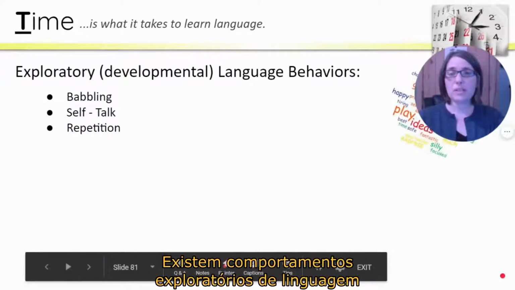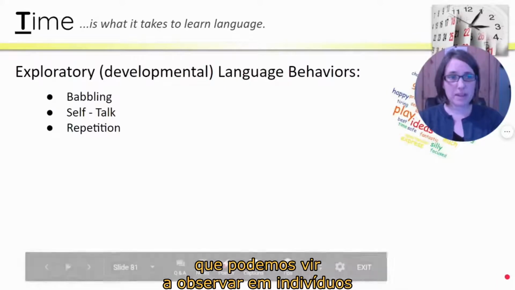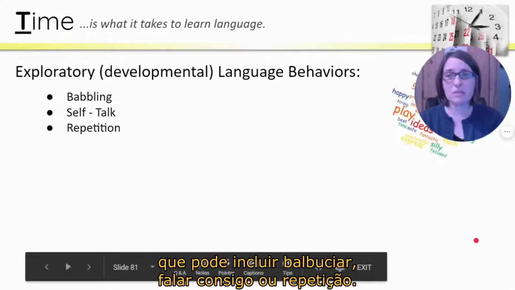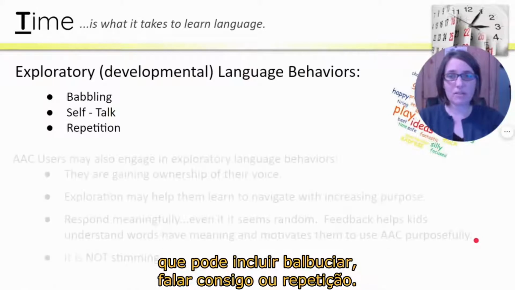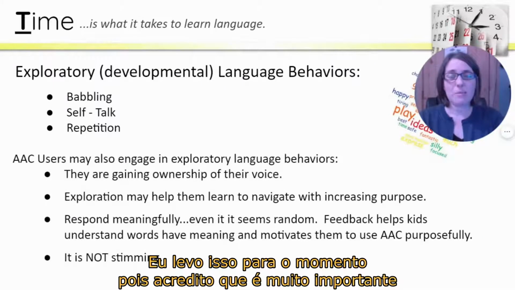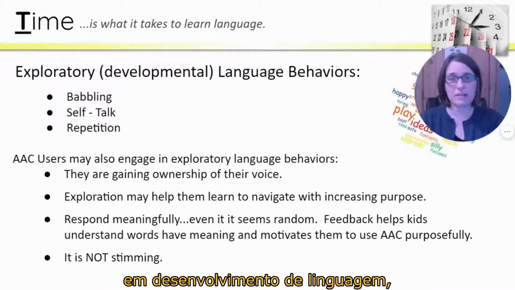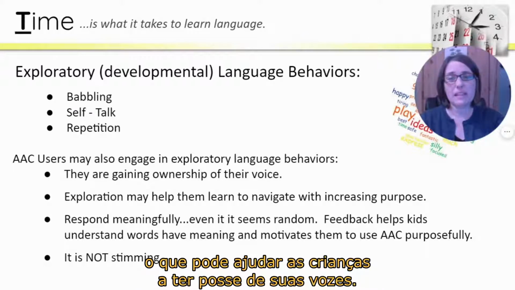So there are also exploratory language behaviors that we might observe with individuals who are learning to use their AAC. These could include babbling, self-talk, or repetition. And I bring this up because I think it's really important that we recognize the role of these exploratory language behaviors in language development. This can help kids gain ownership of their voice.